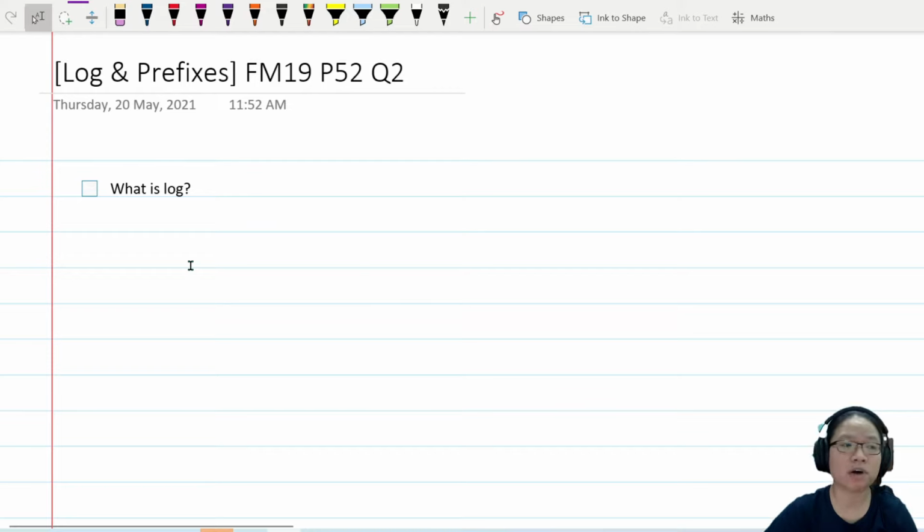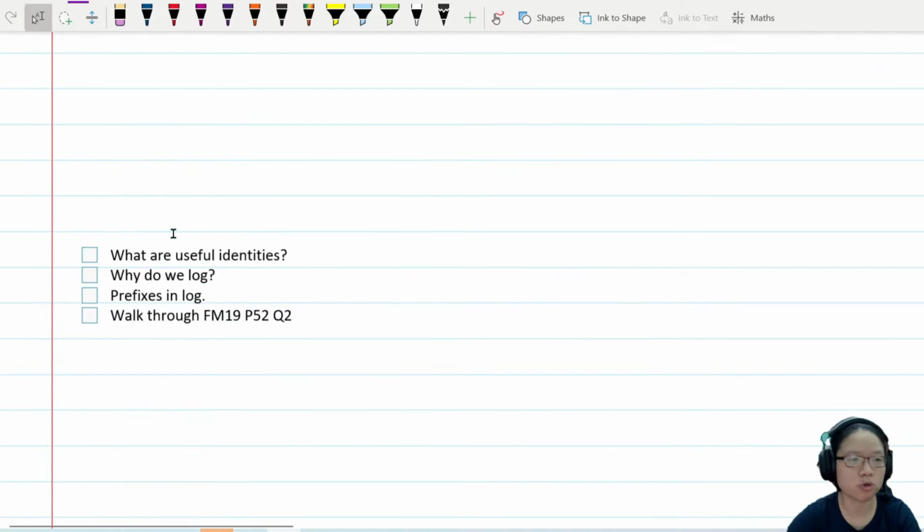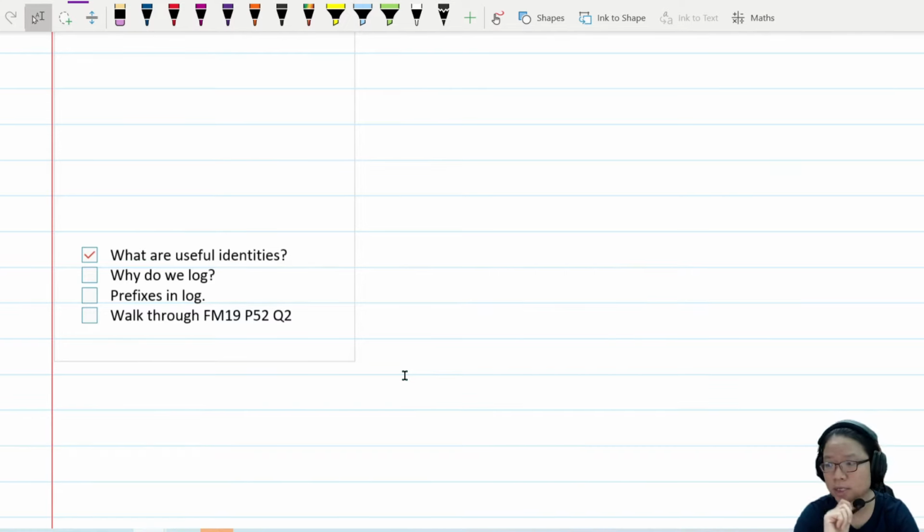After I talk about log, I'm going to go through a list of the useful identities that you will normally encounter, enough for you to solve paper 4 and paper 5 A2 questions. Not enough for you to do maths. Maths will need a different type of skill set, so we're just going to have the basic ones.